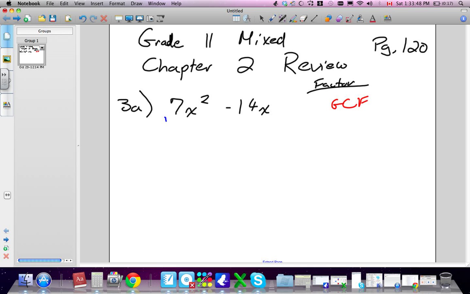So what I need to find first is a common factor between the two coefficients. So those are the two numbers. Can you think of a common factor between those two numbers? 7. Okay, so 7 works perfect. So I'm going to be dividing each of these by at least 7. Now on top of that, is there a variable I can divide both of those by?